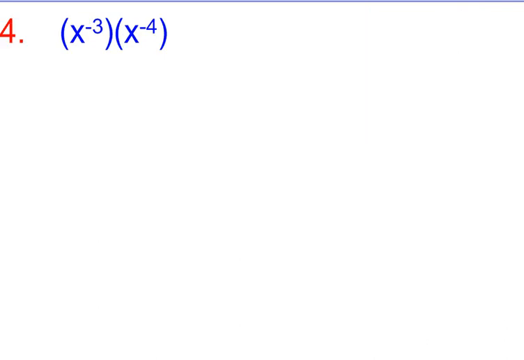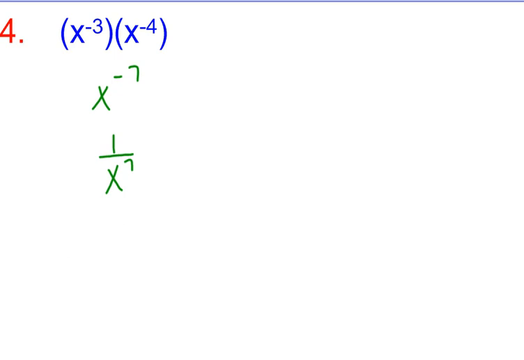So number 4, I have x to the negative third times x to the negative fourth. Again, notice how I said x twice. There's two x's there. So that tells me I add those exponents. So I'd get x to the negative 7th. And then I'm going to move that to the denominator. So I would have 1 over x to the 7th.